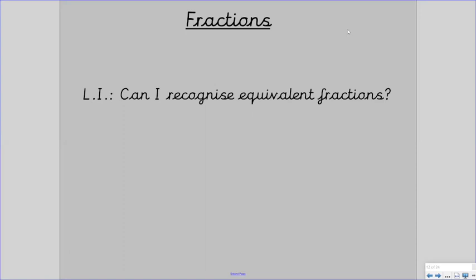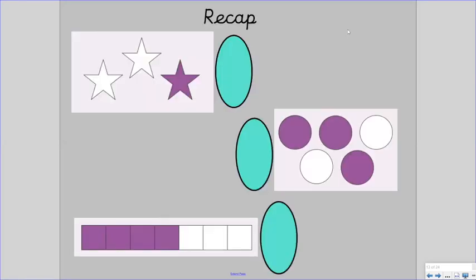Today, we're going to be looking at fractions. So our learning intention for today is, can I recognise equivalent fractions? So let's start with a recap. What I'd like you to do to begin with is see if you can work out what fraction of each of the shapes has been shaded.